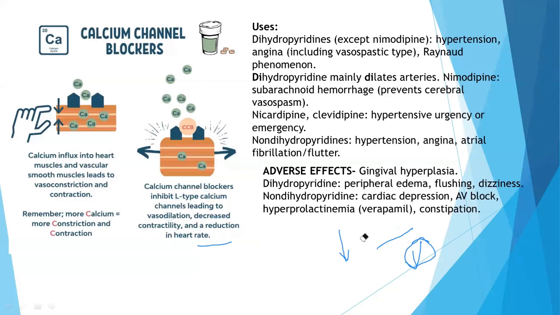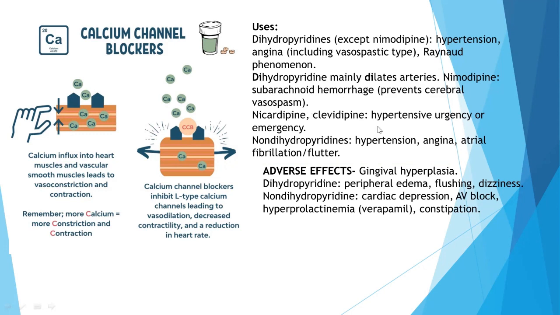So next up, we have the uses of the calcium channel blockers. First, dihydropyridines. They are used in hypertension, angina, and Raynaud phenomenon. Dihydropyridines mainly dilate the arteries. Nimodipine is used in case of subarachnoid hemorrhage, and it prevents cerebral vasospasm.